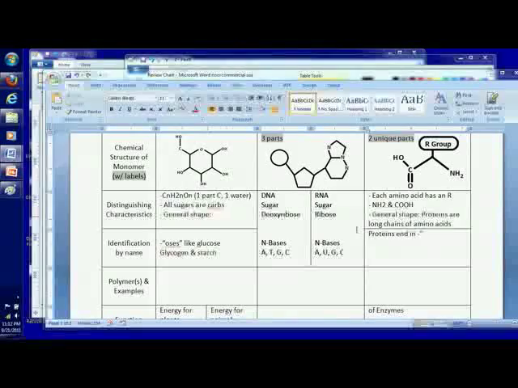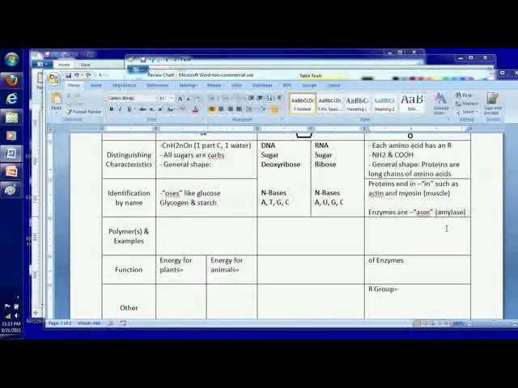Moving over to the proteins, over here to the right. All proteins end in IN, just like the word protein. Examples that I gave you in class: actin and myosin in your muscles. All enzymes end in ASE. Again, example from the lab that we did in class is amylase.